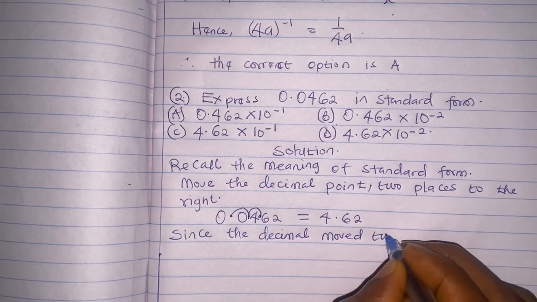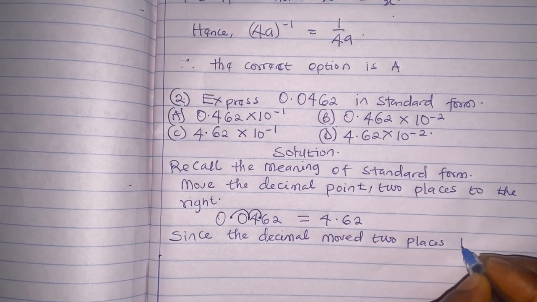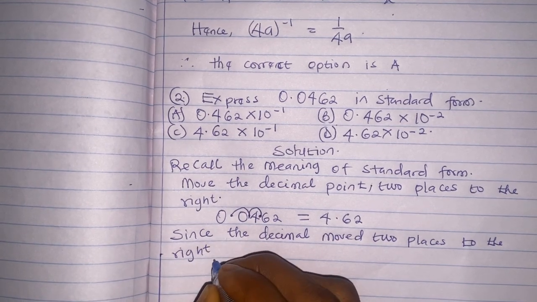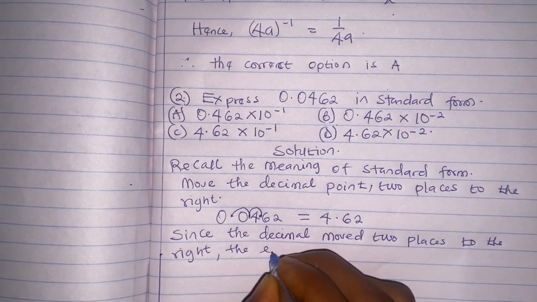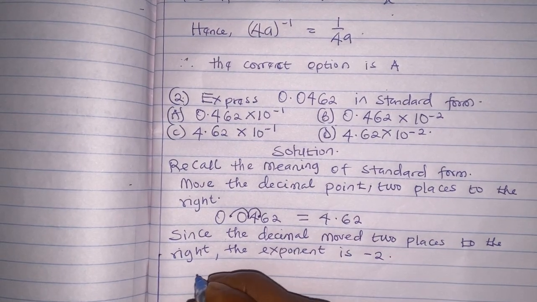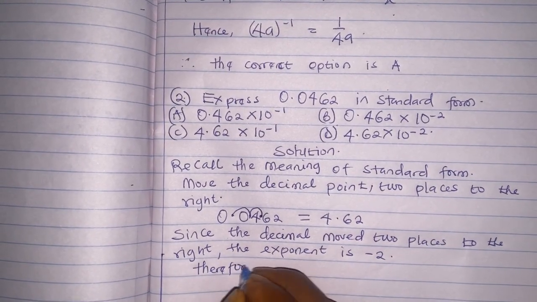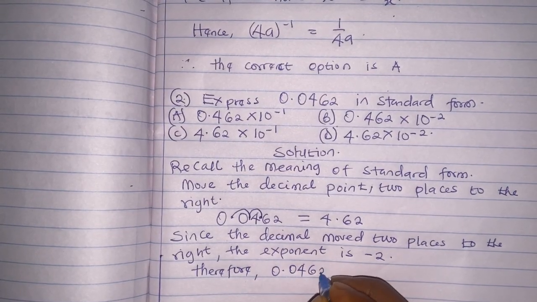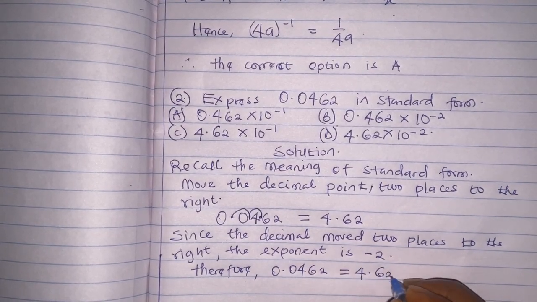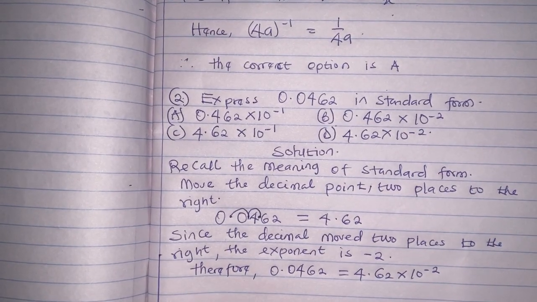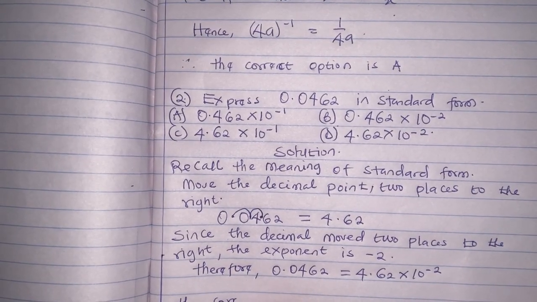If you move to the left, the exponent will be a positive sign. If you move to the right, it is a negative sign. So this particular one moved to the right, so our power here is -2. Therefore, 0.0462 is equal to 4.62 times 10 raised to the power -2, and then the correct option is option D.